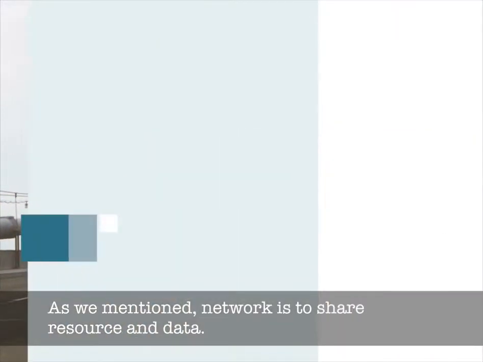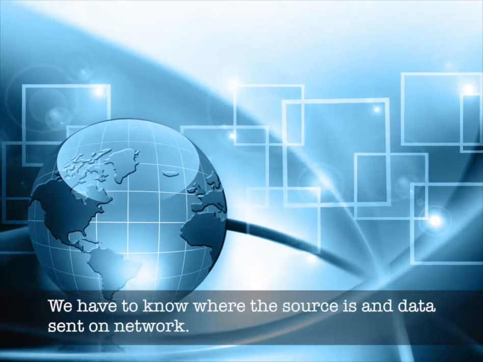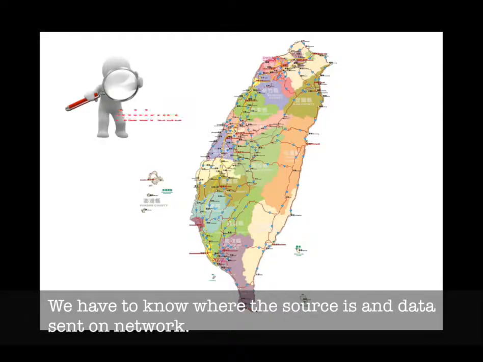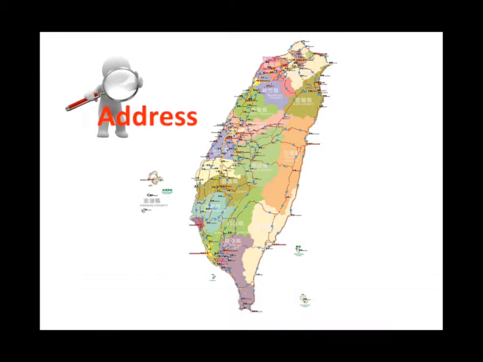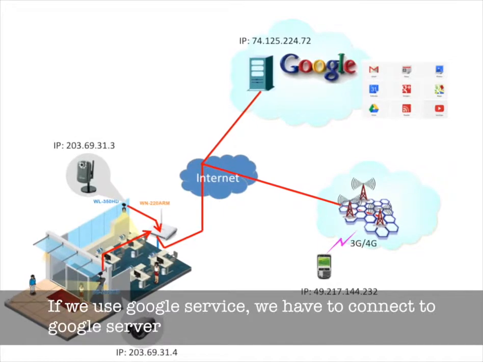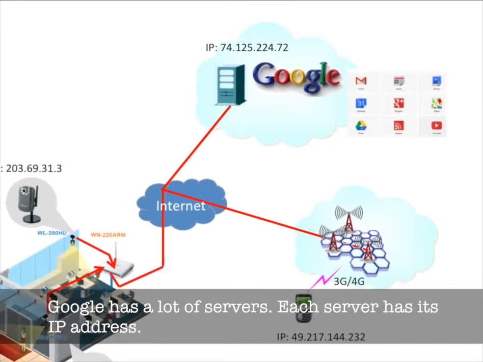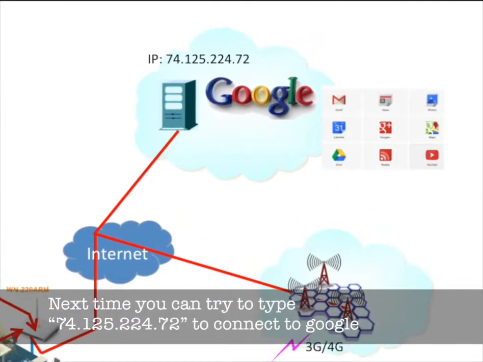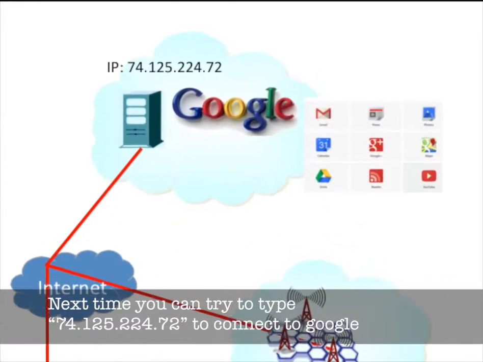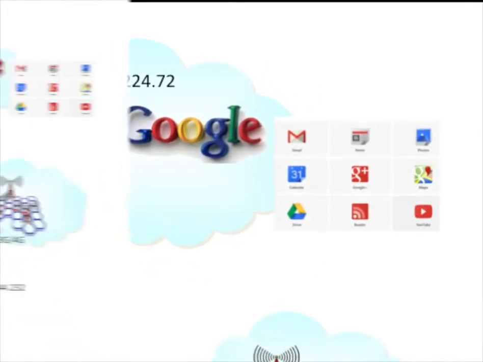As we mentioned, network is to share resource and data. We have to know where the sources and data sent on network. IP address is similar as living address. If we use Google service, we have to connect to Google server. Google has a lot of servers, each server has its IP address. Next time you can try to type 74.125.224.72 to connect to Google.